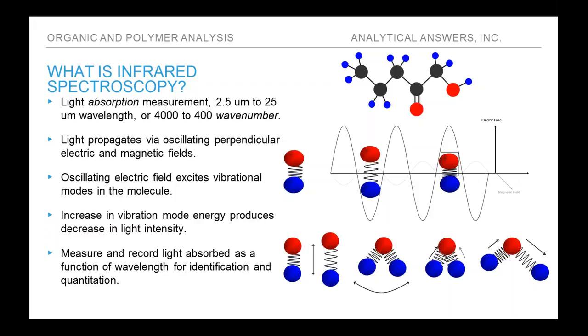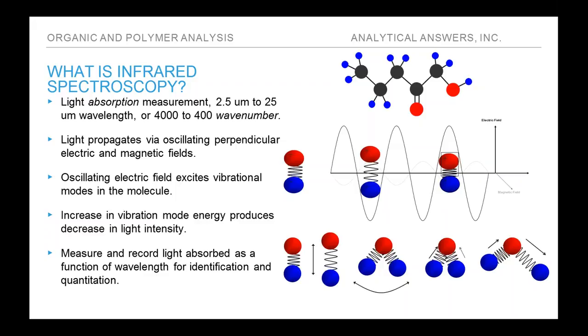The basic mechanism of light absorption is shown here on the screen. Light propagates via a pair of perpendicular oscillating electric and magnetic fields. The oscillating electric field can interact with the bond and atoms bonded together in a molecule such that that bond is periodically either stretched apart or compressed together. That molecular vibration increases at the right frequency of light. That increase in vibrational energy in the molecule corresponds then to a decrease in the light intensity coming through the sample. So what we measure then is a spectrum measuring the amount of light absorbed as a function of wavelength, and we can use that for both identification of what material or materials we have present and for quantitation, how much of a particular component is present.